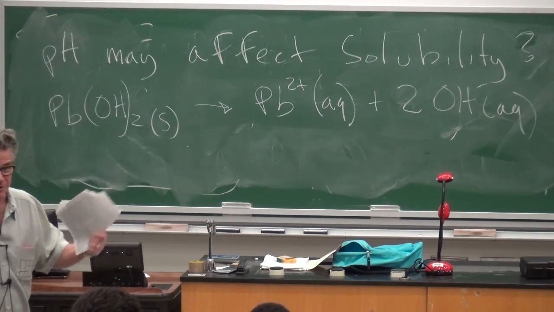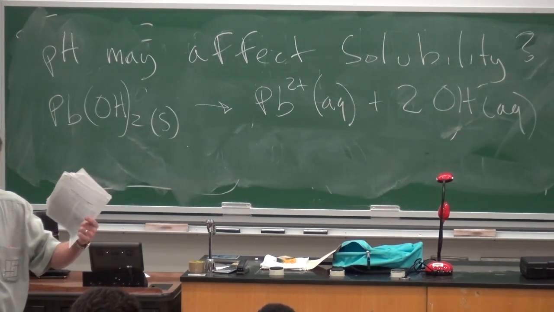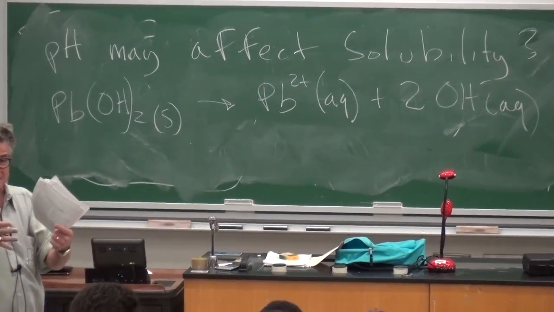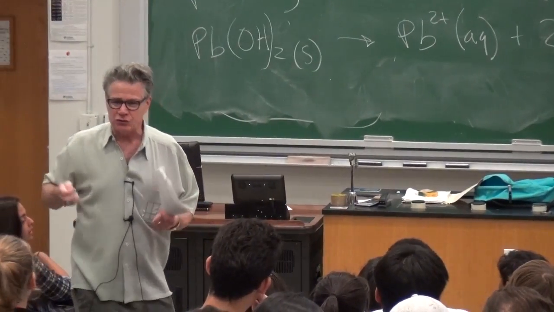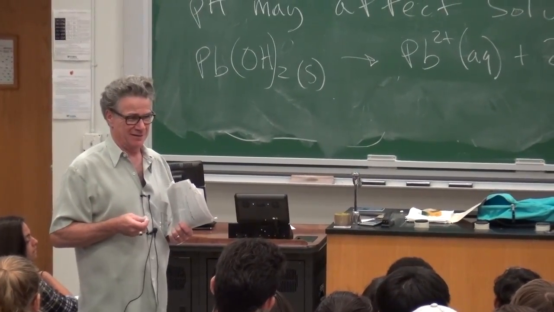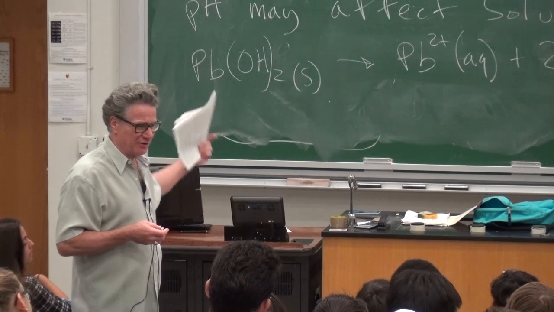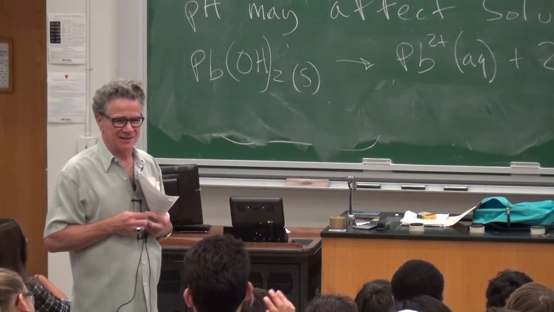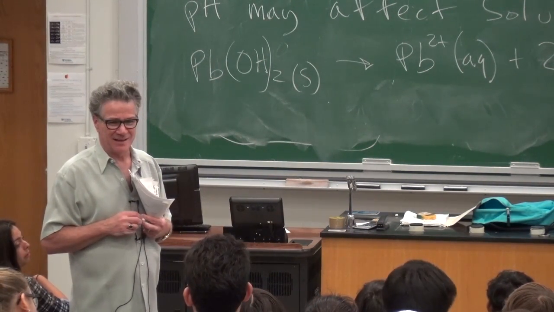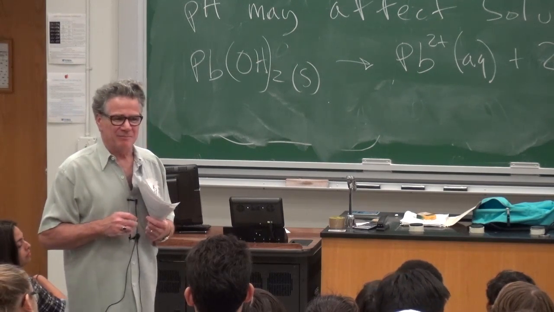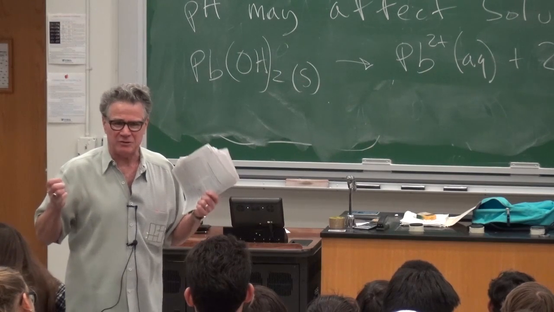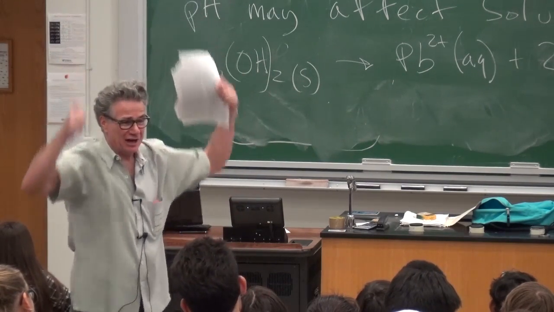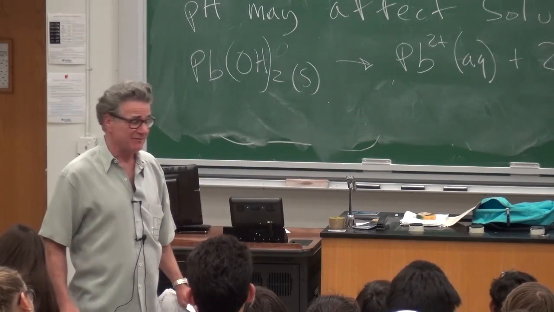nothing up my sleeve, but a hairy arm. Now what if I took that system at equilibrium and I made the solution basic? What would happen to the solubility of this weak electrolyte? Yes, sir? It would be lower. So I made the solution basic. What does making the solution basic mean? It means increasing the hydroxide ion concentration, right?